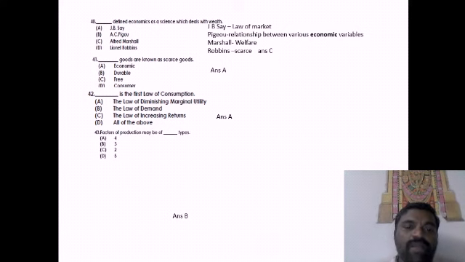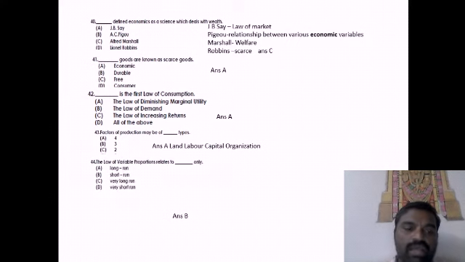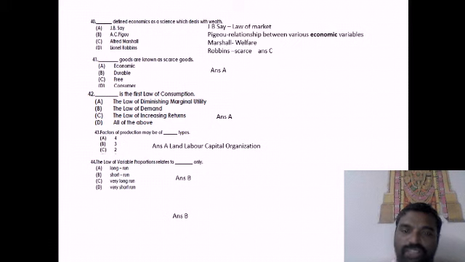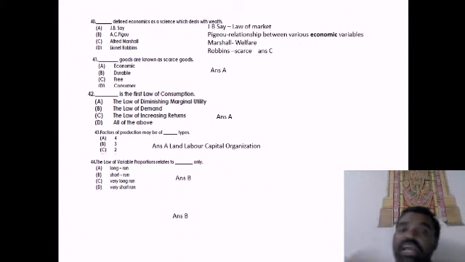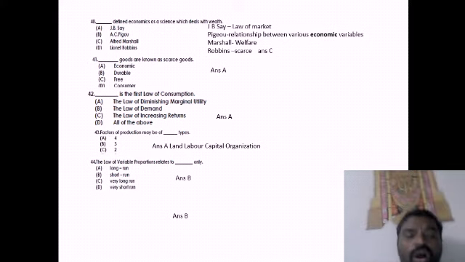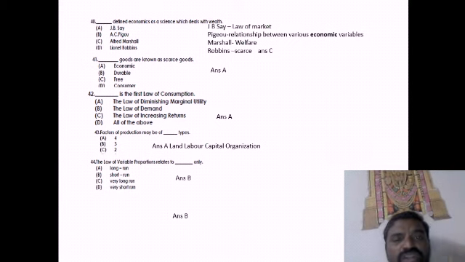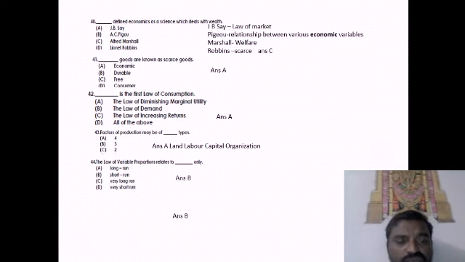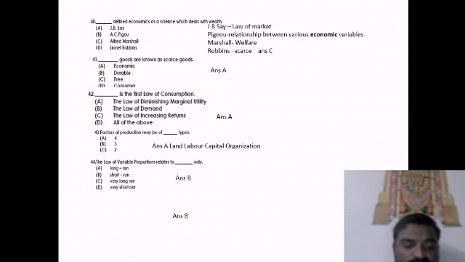Factors of production may be of four types. Already we have seen, that is land, labor, capital and organization. The law of variable proportions relates to the short run only, because in the long run everything will become variable. So that's why in the long run this law of variable proportions and other things will not work. So it works only in the short run.